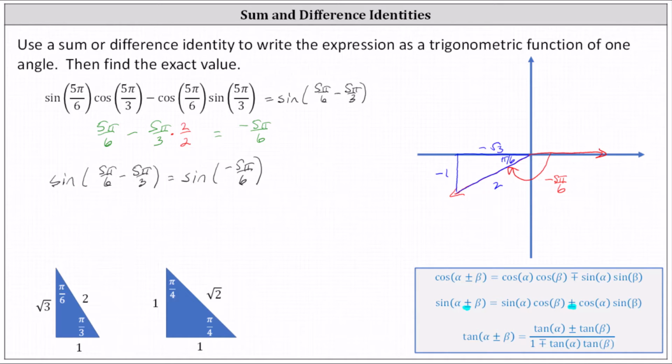Using the reference triangle, the sine of negative 5 pi divided by 6 radians equals the ratio of the opposite side to the hypotenuse, which is negative 1/2.